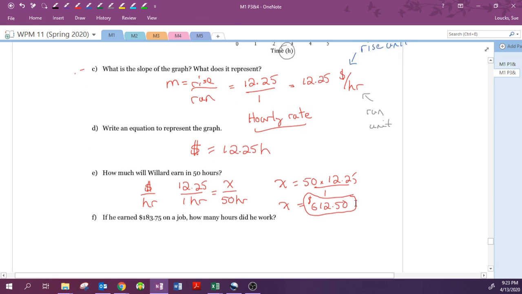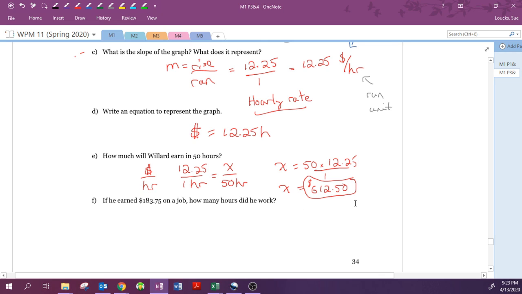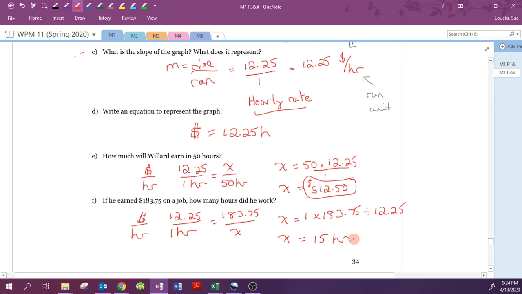Okay, part F: if he earned $183.75 on a job, how many hours did he work? Well, we can use the same proportion. We've got our dollars per hour, and we know that the rate is $12.25 per hour for 1 hour, and the money this time was $183.75, and our time is our unknown. Same thing though, we're going to cross multiply and divide. X equals 1 times 183.75 divided by 12.25. Put that in the calculator, we get 15 hours as our result.